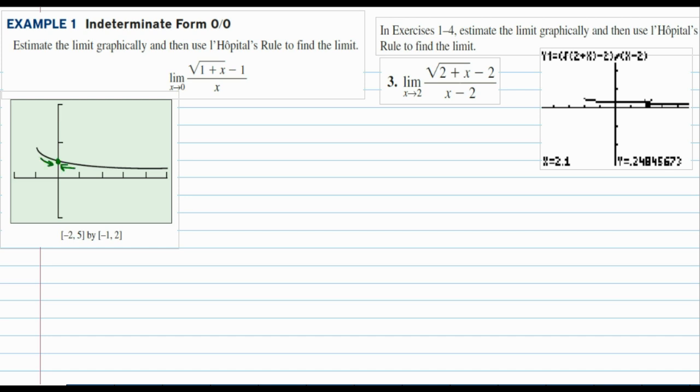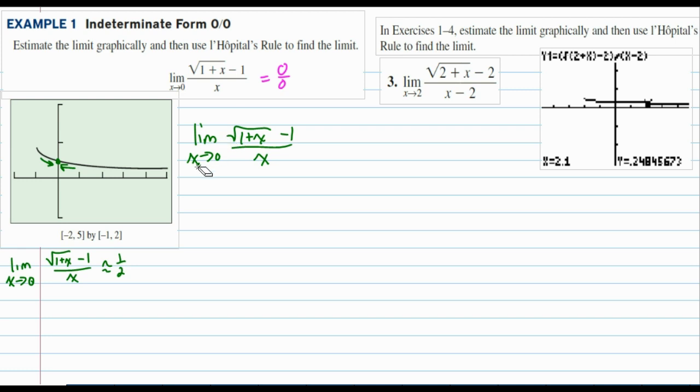First, I'm going to graphically look and see what the limit is. It looks to be about 1/2 to me. So it looks like the limit of our function, square root of 1 plus x minus 1 over x, as x approaches 0, is about 1/2. So I know what I'm supposed to get when I do L'Hopital's rule. Plugging in gives us a 0 over 0 indeterminate form, which is a clue that I should be using L'Hopital's rule.